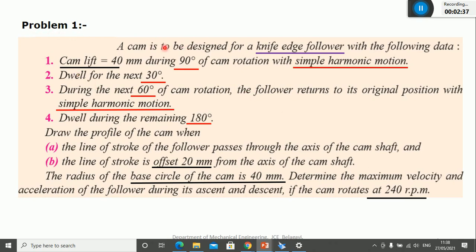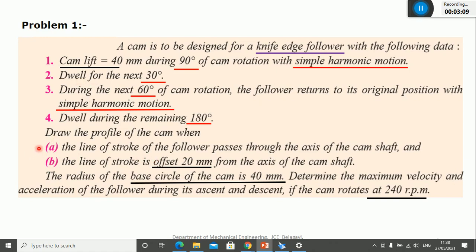A cam is to be designed for a knife edge follower. Just write down the keywords. Please write down the keywords, and this problem carries 20 marks. In it, you have to first draw a displacement diagram. After that, you have to draw a cam profile for the first condition, and one more cam profile for one more condition. It means there are totally 3 drawings.